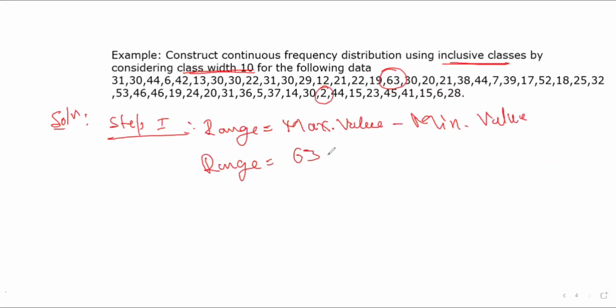No, 2. Minimum value is 2. So range is equal to 61. How? 63 minus 2, that is 61. Step number 2: what is step number 2? Find the number of class intervals.